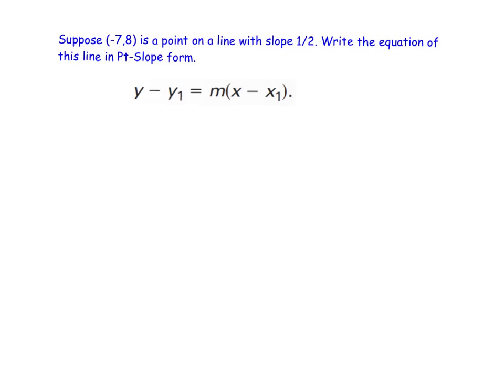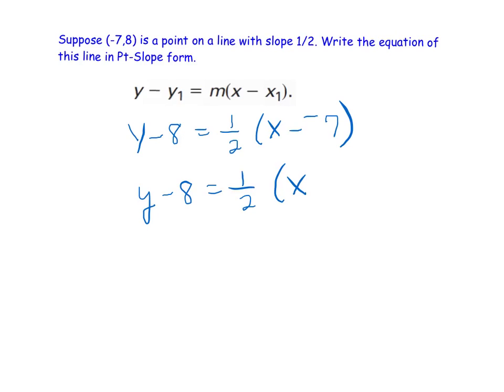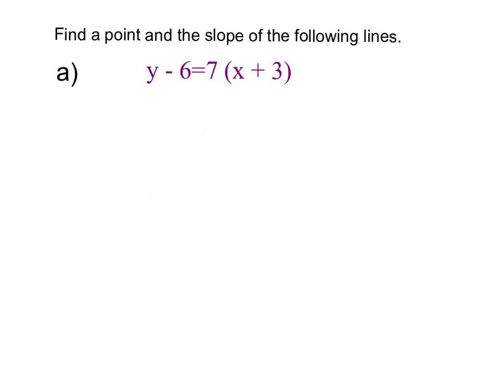So you should have gotten y minus 8 is equal to 1/2 times x minus a negative 7, so that would be rewritten as y minus 8 is equal to 1/2 times x plus 7. And that's point slope form of the line that contains negative 7, 8 with a slope of 1/2.